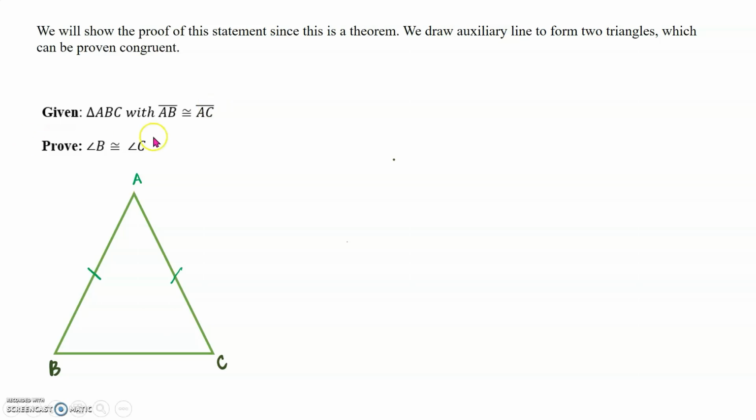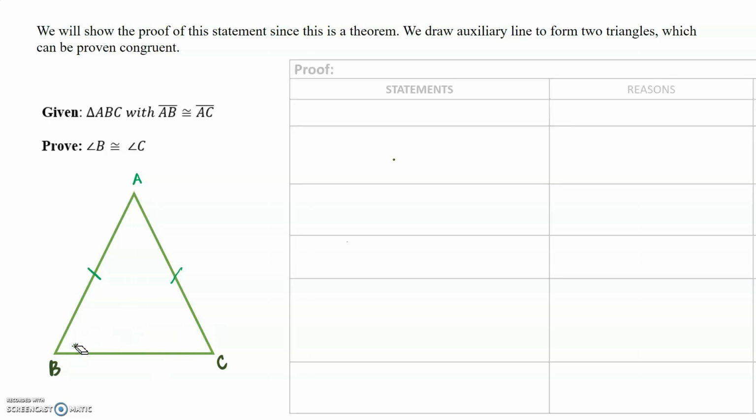So here our given is triangle ABC with side AB congruent to side AC as shown in our figure. Now let's prove angle B to be congruent to angle C. Okay, so again, we are given here triangle ABC. This is an isosceles triangle because two sides of our triangle are equal. So let's now try to prove that this angle is congruent to this angle. Okay? Let's start with our proof.